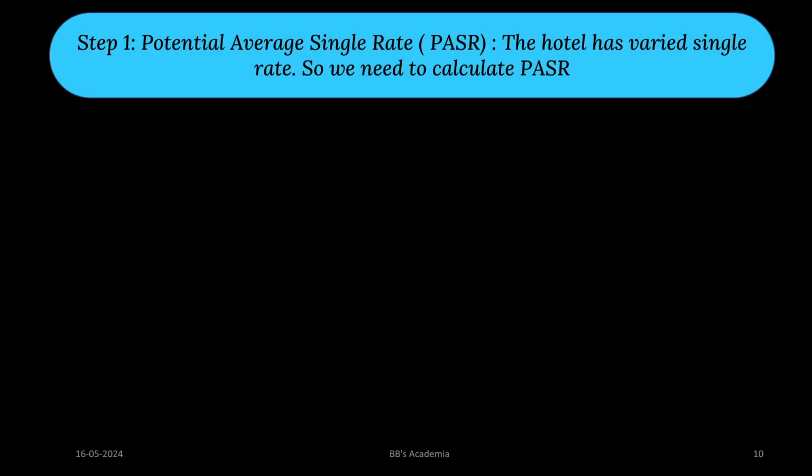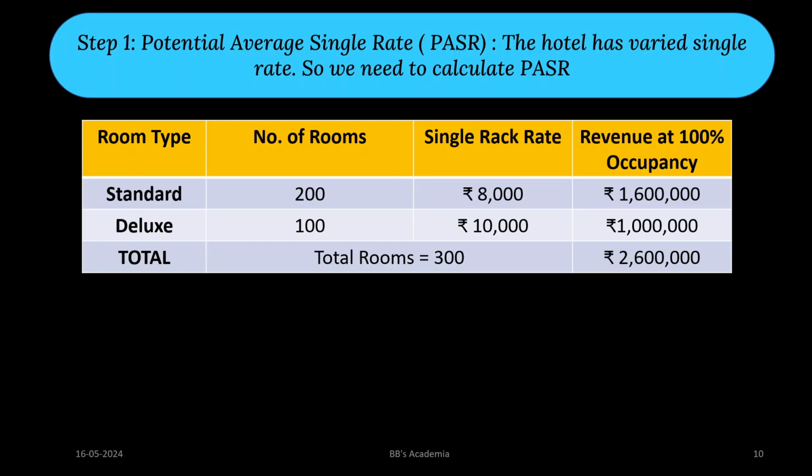Step 1, potential average single rate, PASR. The hotel has a valid single rate, so we need to calculate PASR. Here we can see the table. Room type, we are having two types of room out here, standard and deluxe room. Number of rooms, total 300, out of that 200 for the standard rooms and 100 deluxe rooms. Single occupancy rack rate for the standard room is 8,000 rupees and single rack rate for the deluxe room is 10,000 rupees. Okay.